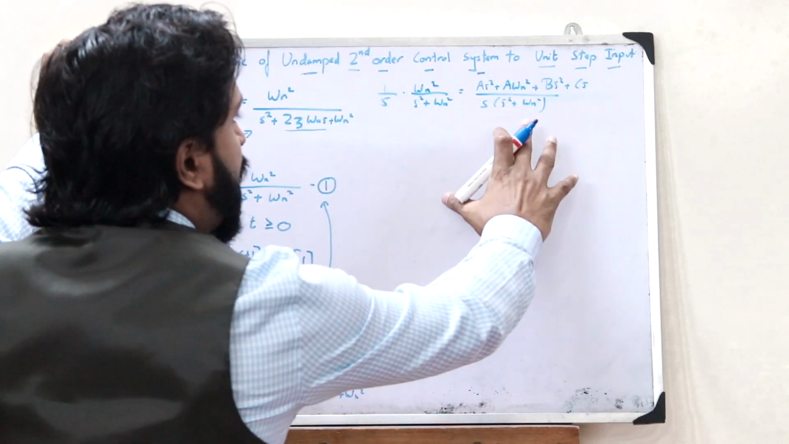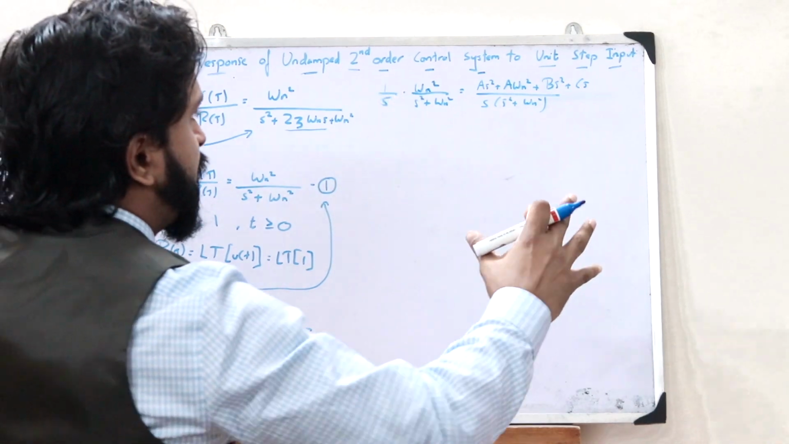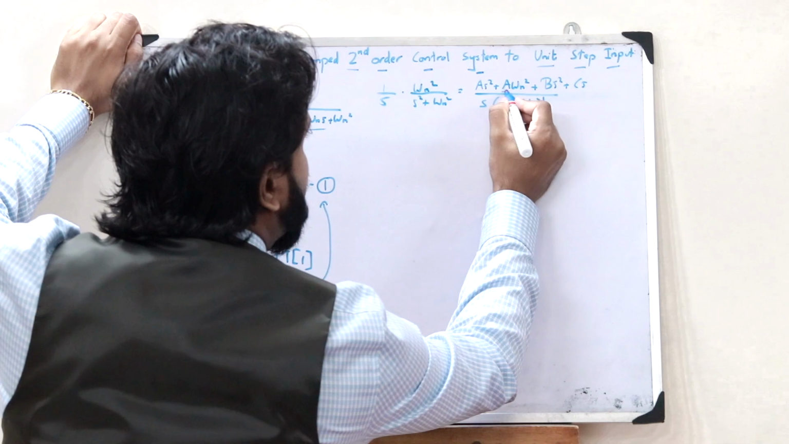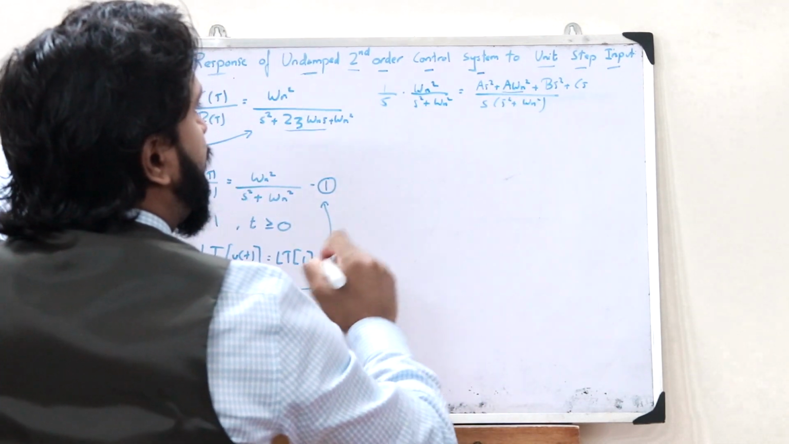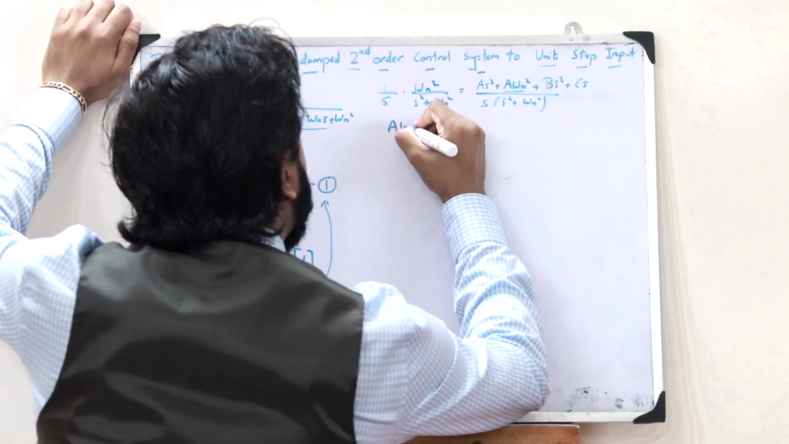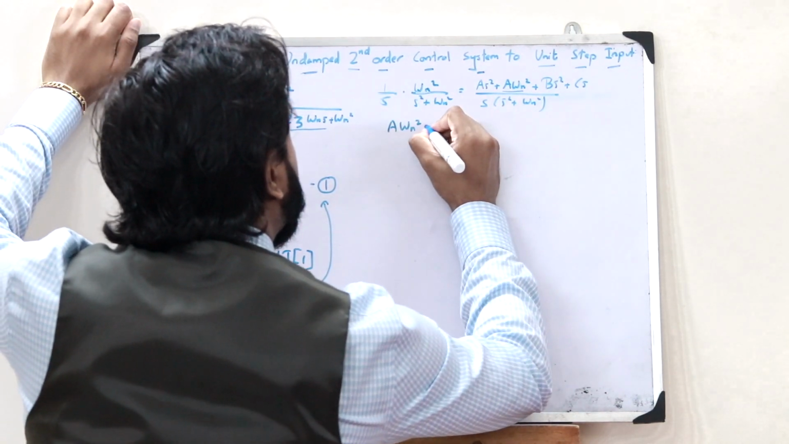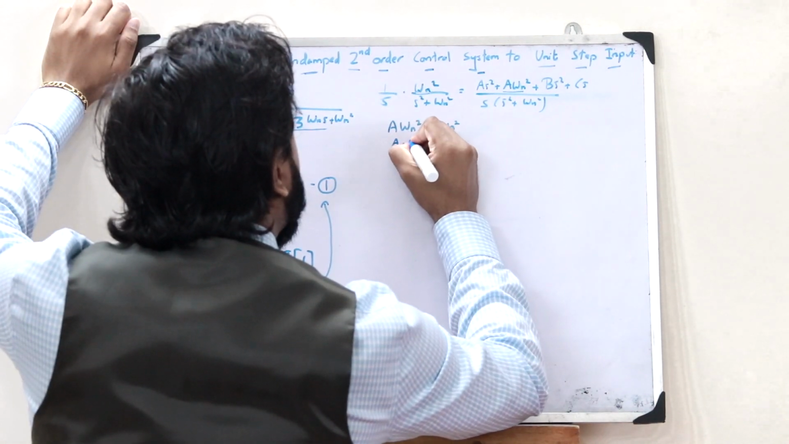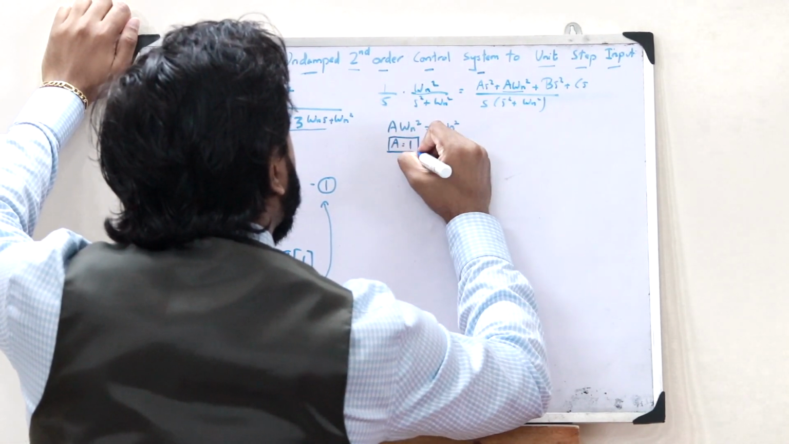So therefore now from here we would get three equations. First, upon equating the constant terms, here the constant is A omega n squared and here the constant is omega n squared. So A omega n squared is equal to omega n squared.